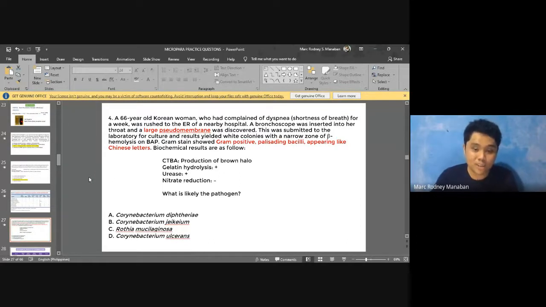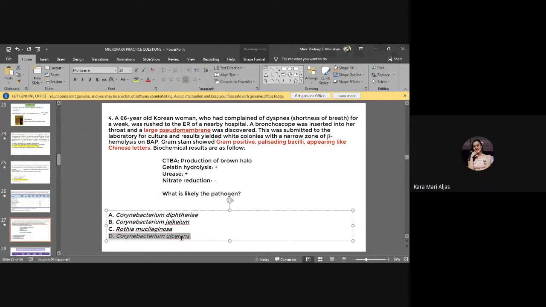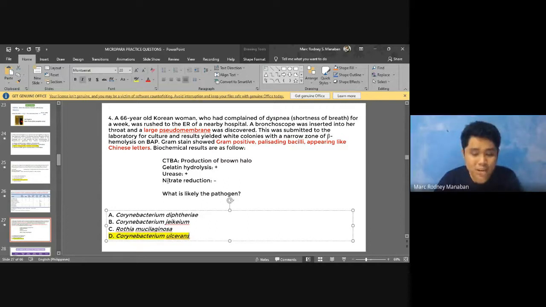So how do we differentiate? We look at the urease, because take note that C. diphtheriae is always urease negative, and C. ulcerans and C. pseudotuberculosis are urease positive. So therefore the answer for number 4 is Corynebacterium ulcerans. Take note: if urease positive and we are talking about Corynebacterium, it's not Corynebacterium diphtheriae.